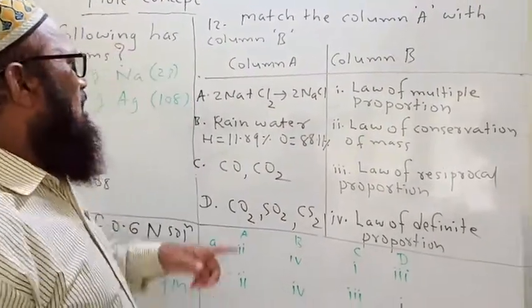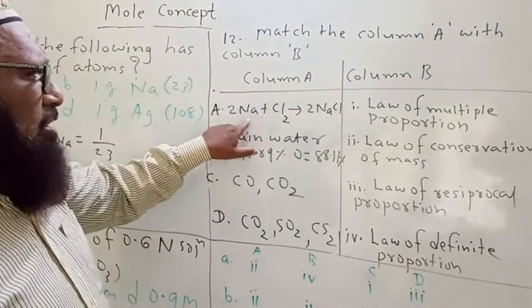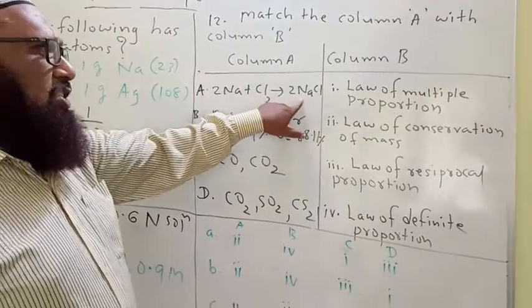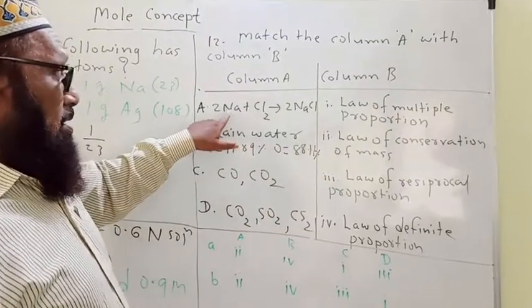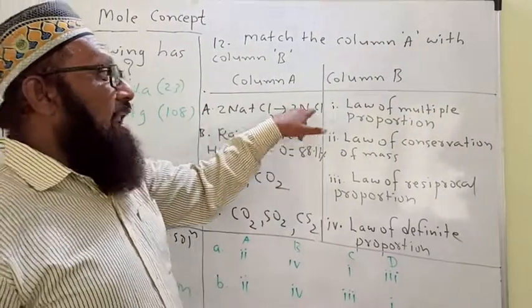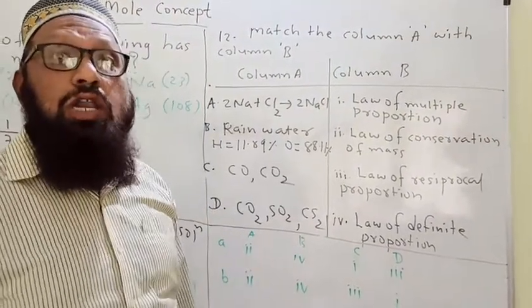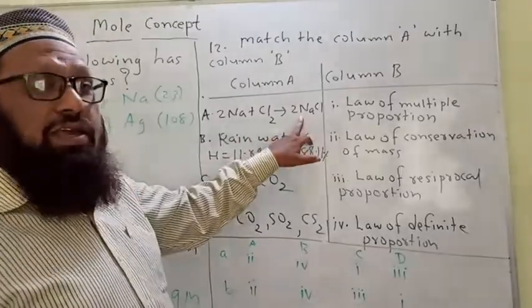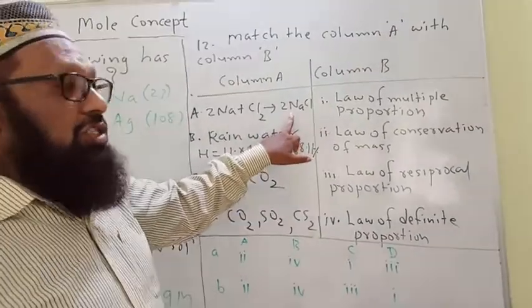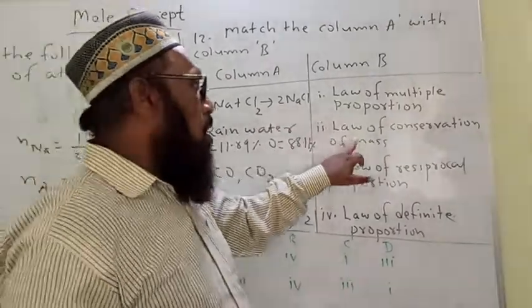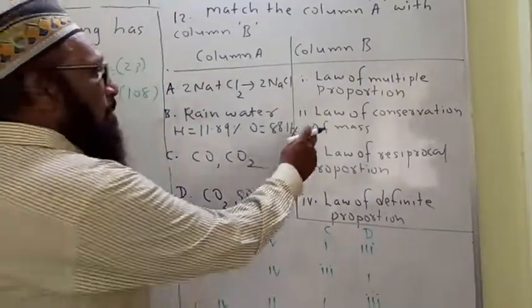Let us see. The reaction given is 2Na plus Cl2 gives 2NaCl. Here mass can neither be created nor destroyed in a chemical reaction. This is the statement of the law of conservation of mass.